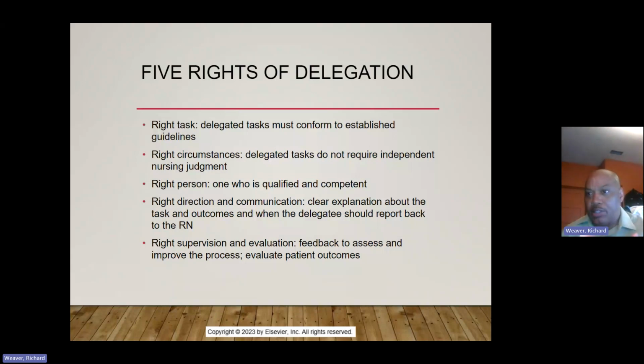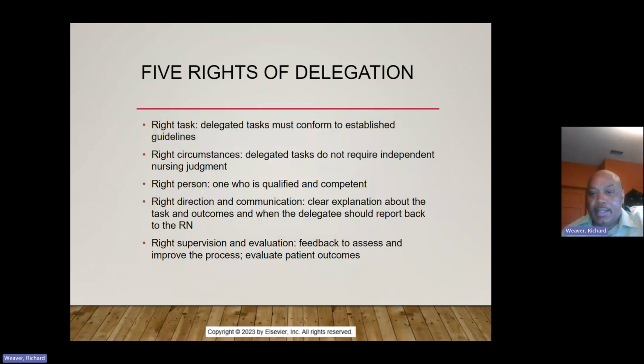I want you to go in and take the patient's temperature and vital signs, and let me know if the patient is unstable, if the vitals are abnormal. And of course, the delegatee reports back to you, and of course, you go in and assess.